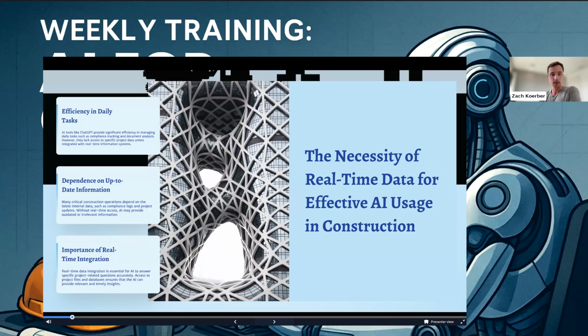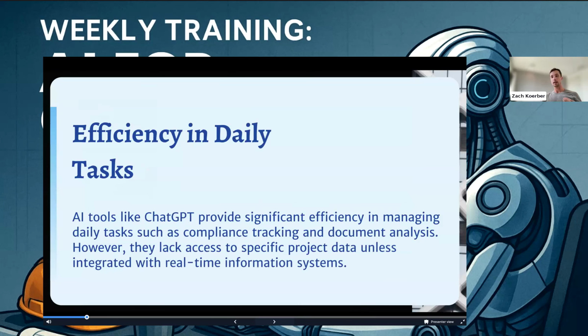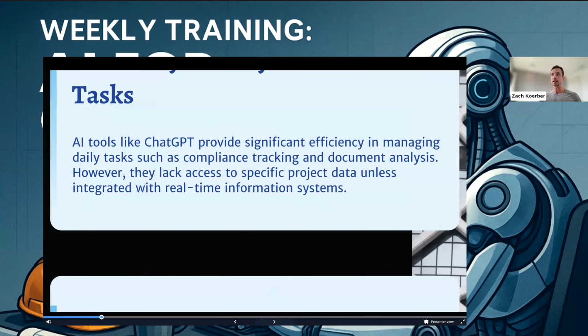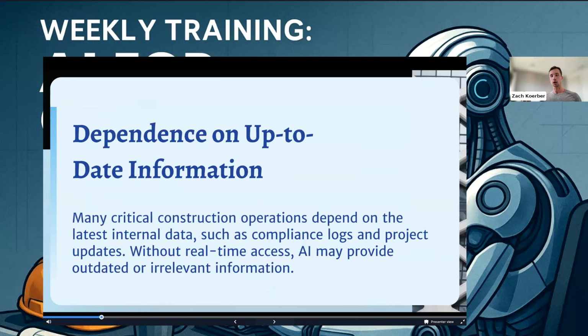So just continuing on here, why we need this real-time data and why this MCP and these connectors I'm going to show you are so important. ChatGPT and other AIs provide significant efficiency in managing daily tasks such as compliance tracking and document analysis. However, they lack specific project data unless integrated with these real-time information systems, which is kind of the key theme of today: get this to work with your data, your projects, securely.